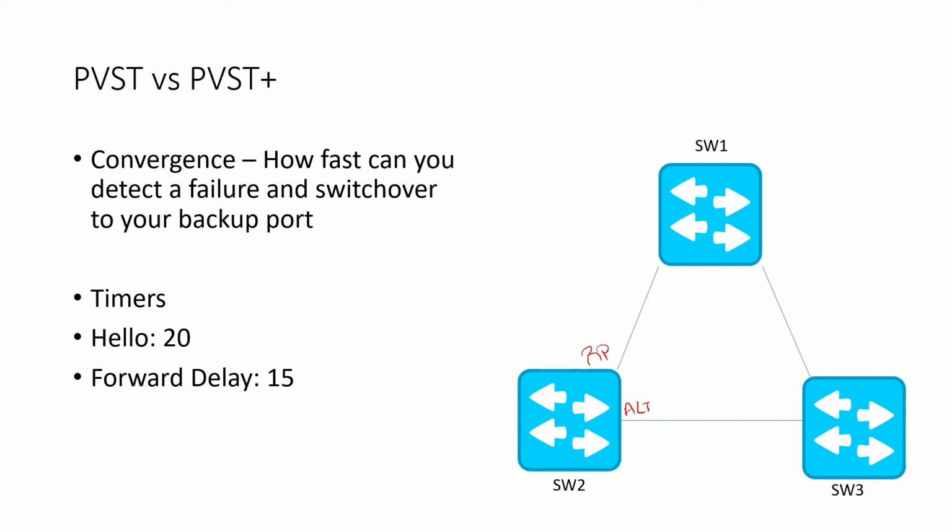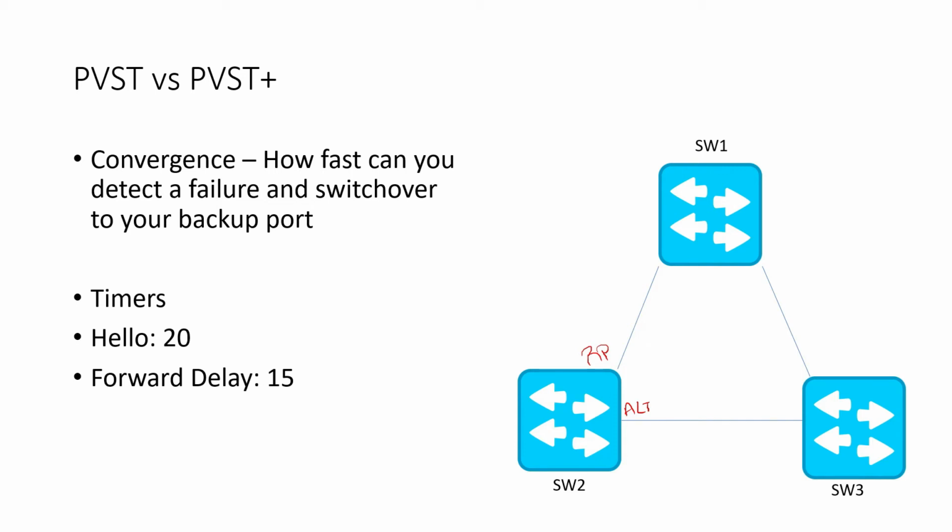Let's first focus on Per VLAN Spanning-Tree, so legacy Spanning-Tree. When we have a failover event, we have 2 types of failovers. We have a direct failover and an indirect failover. Direct failovers occur when it happens directly on the switch. Indirect failovers are failovers that happen elsewhere in the network. So let's look at a direct failover.